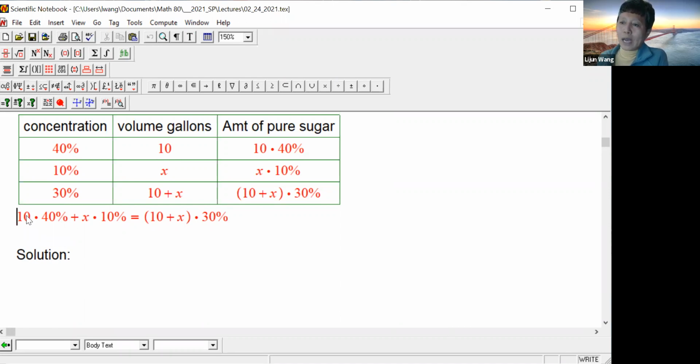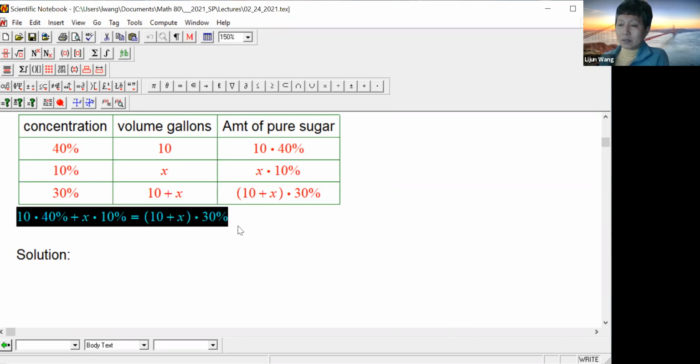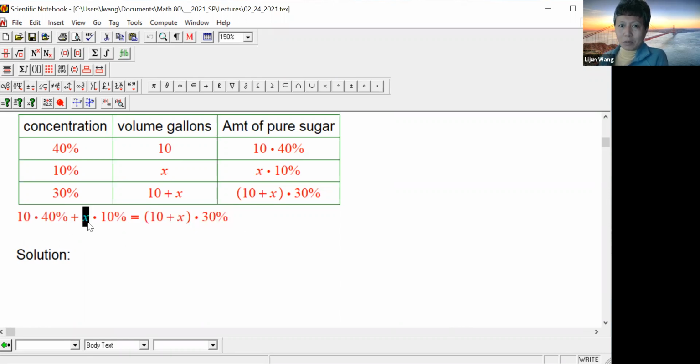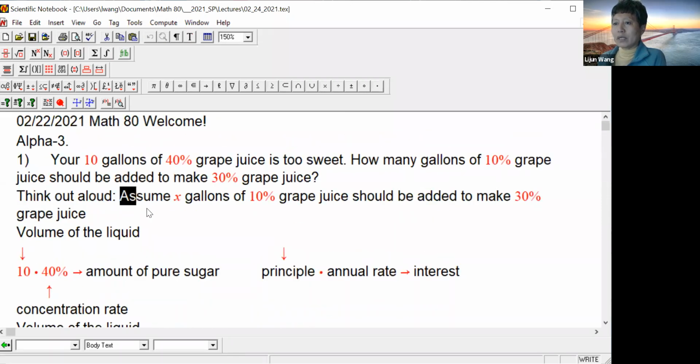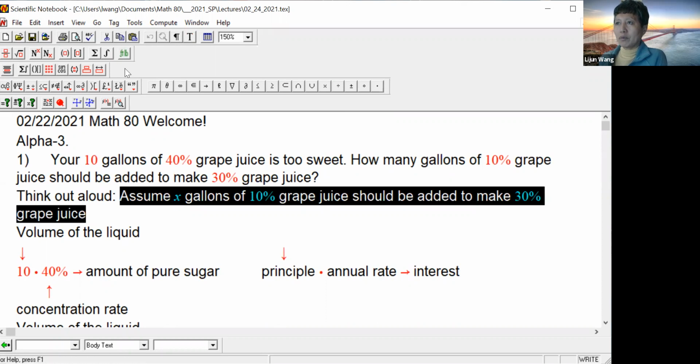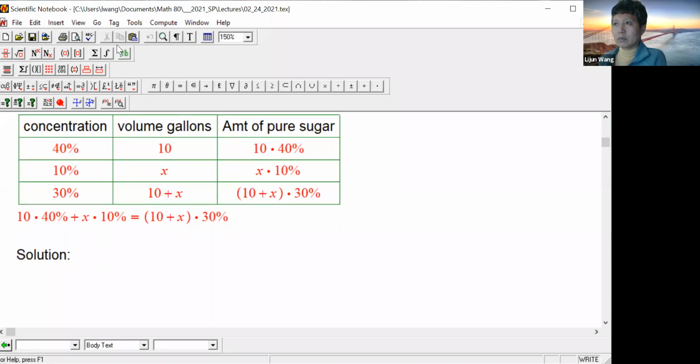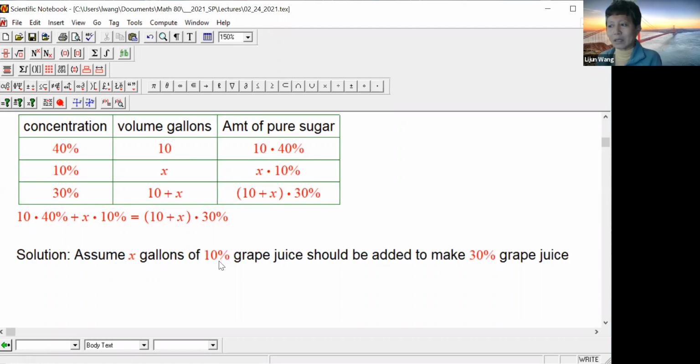Okay. So when you have this equation, in this equation, you see there's x. Your reader, sometimes is me, absolutely needs to know what this x means. If you read this if statement, you will have to know what x means as well, isn't it? So you need to tell me what that x means, okay? So what does that x mean? Right here. We have made that assumption right there. Assume X gallons of 10% grape juice should be added to make 30% grape juice.